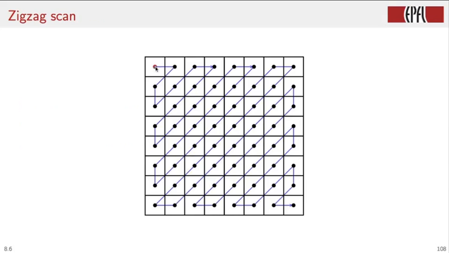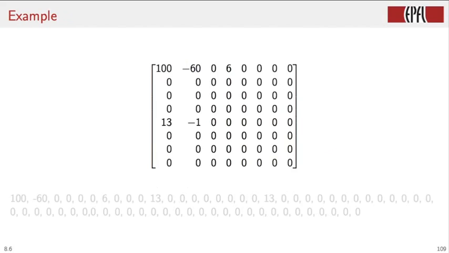Graphically, it looks like this. We start at the 0, 0 coefficient, and then we start scanning the matrix in this direction here. As we proceed in the scan, we will reach this zone that, if you remember from the quantization matrix before, has very large factors anyway, so it is likely to be filled with zeros.